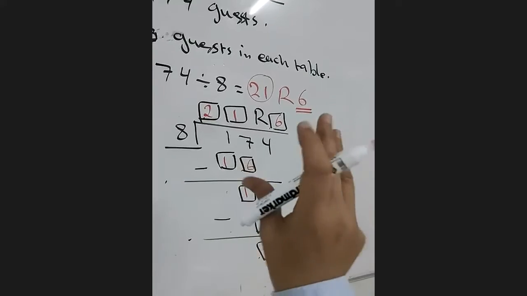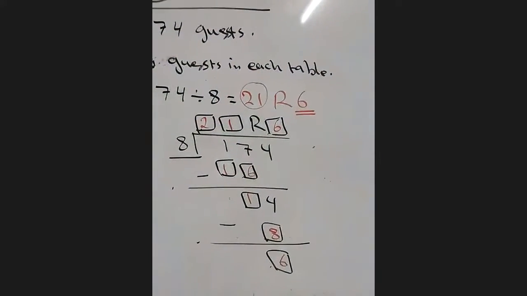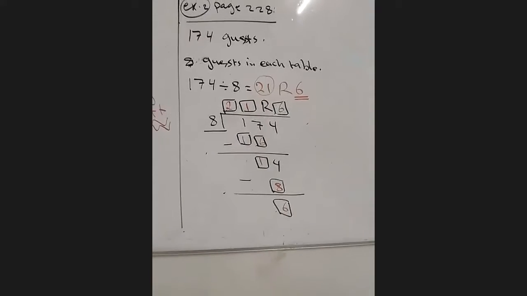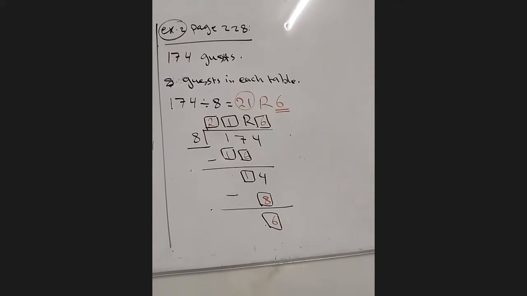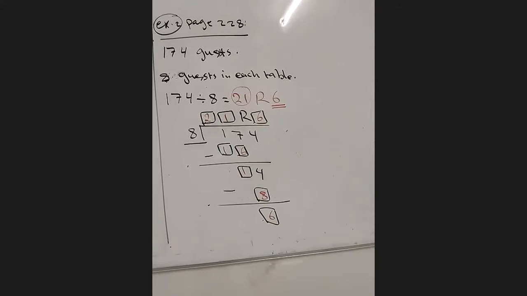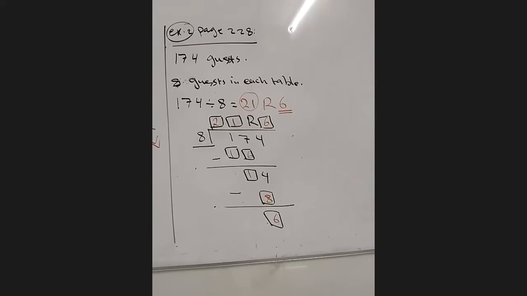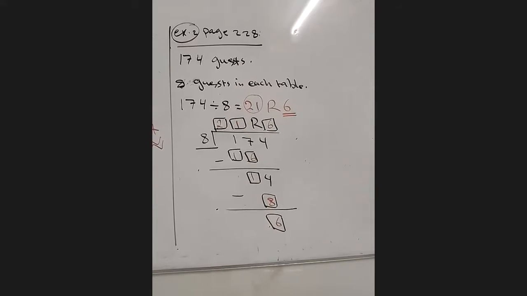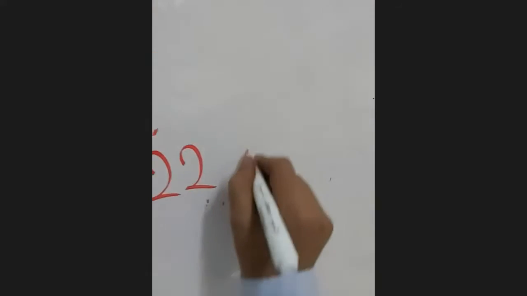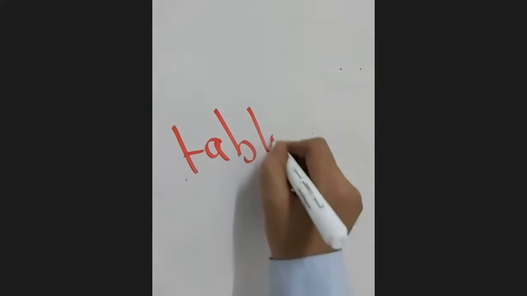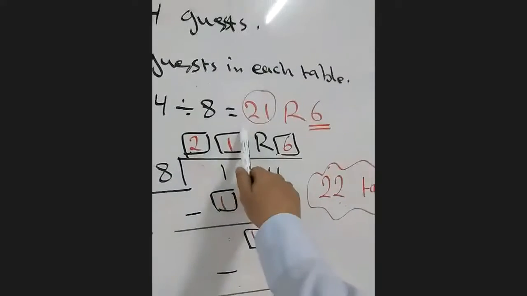6 guests to 5. So how many total tables do we have? We need 22. How many, Ibni? I cannot hear you. 22. Yes. 22 tables. Why 22 tables? In the division, I have 21 tables.